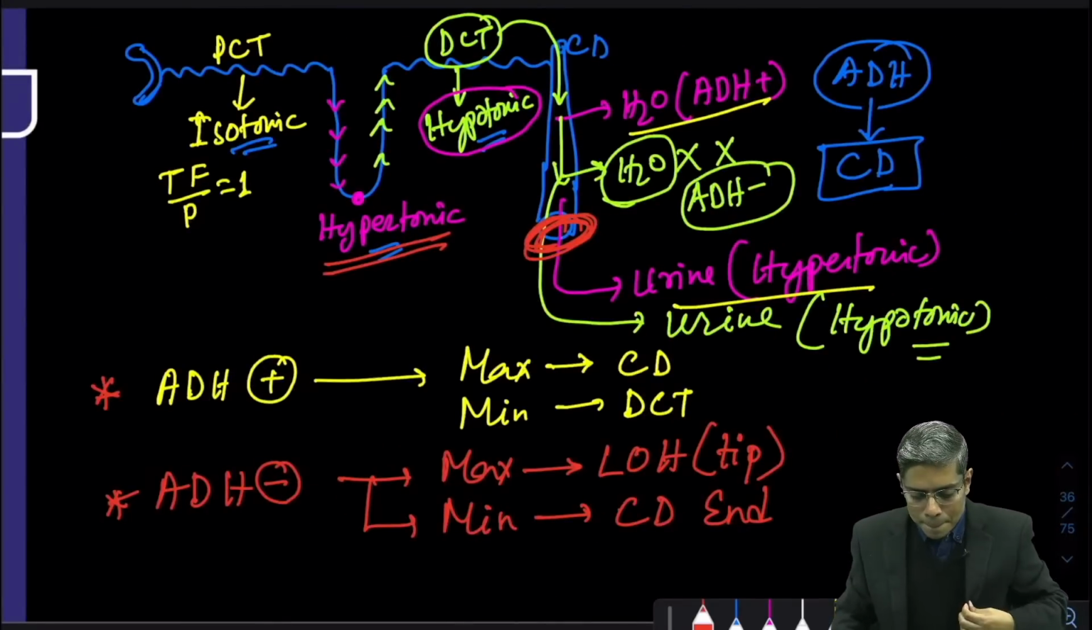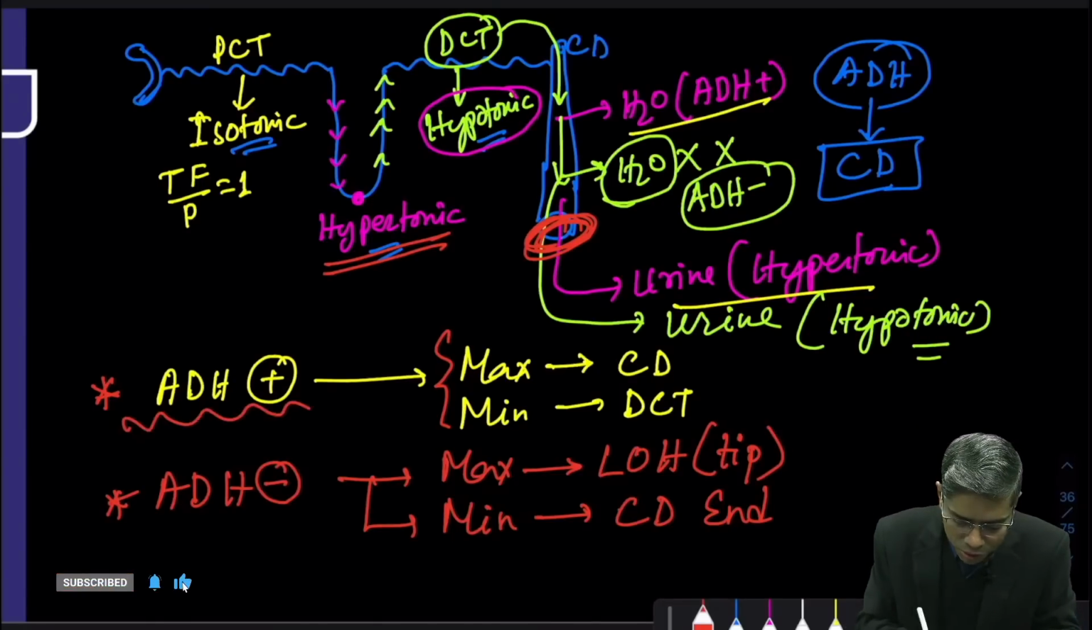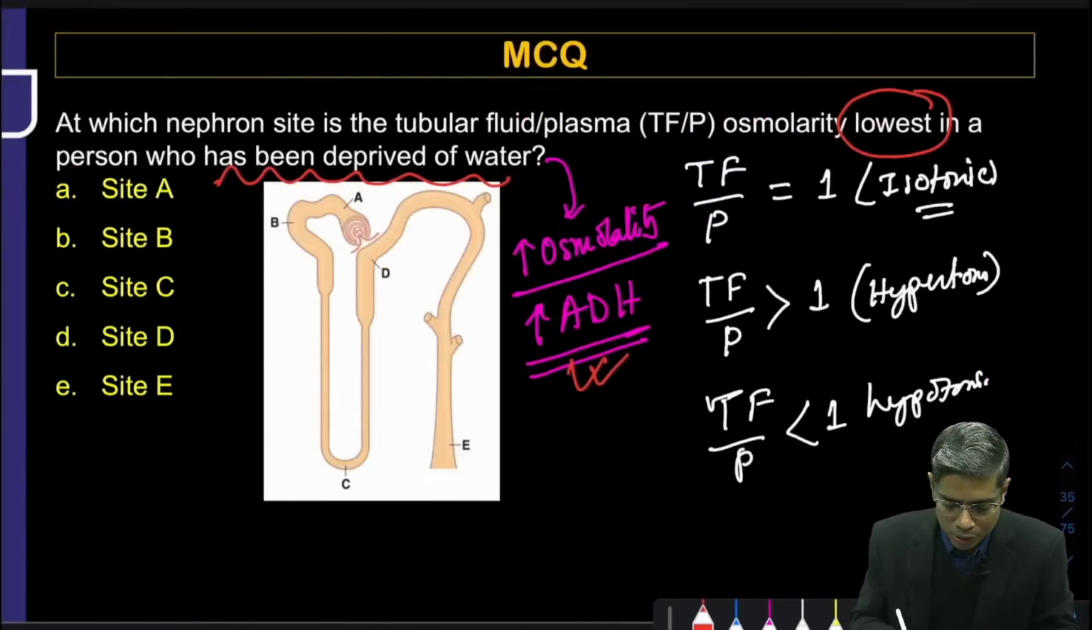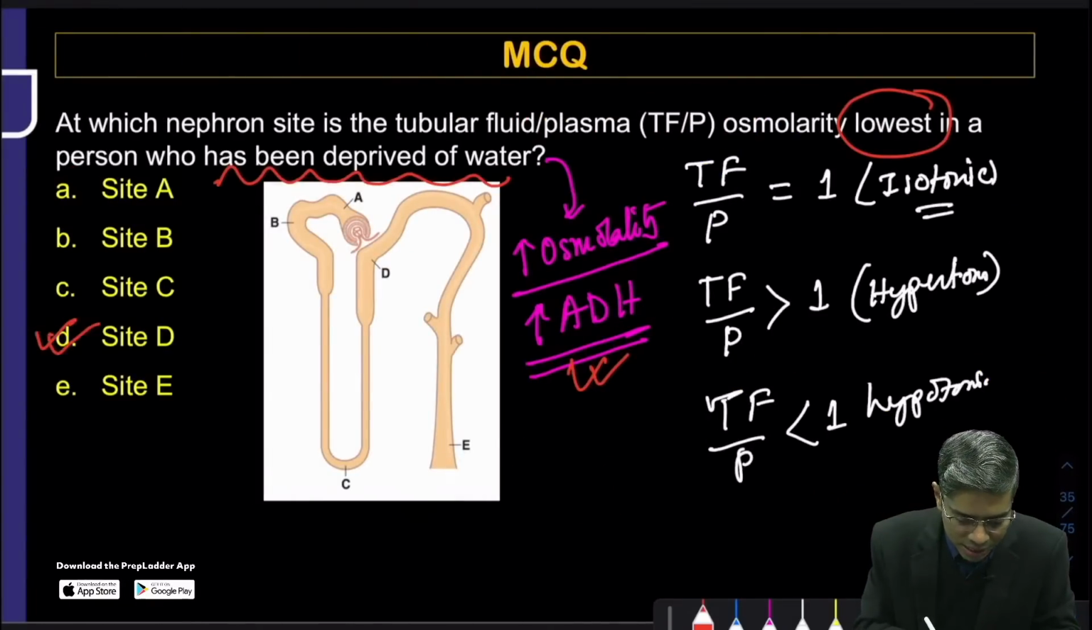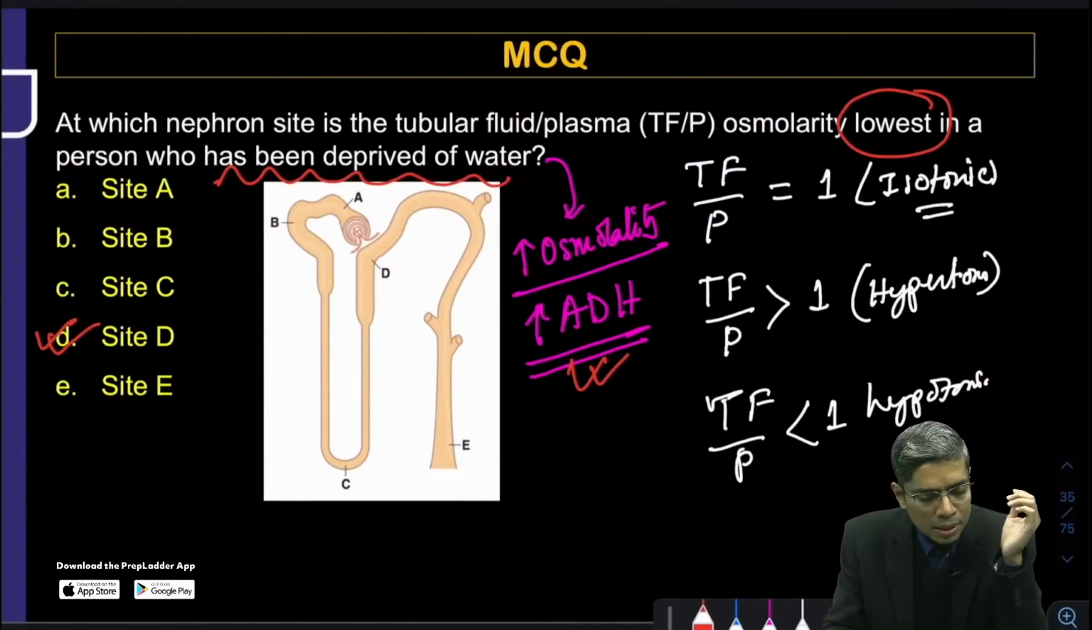So look, ADH is present. Where is the lowest tonicity? DCT. So in this diagram, which one is DCT? Side number D. So that's why the answer here is side number D, right?